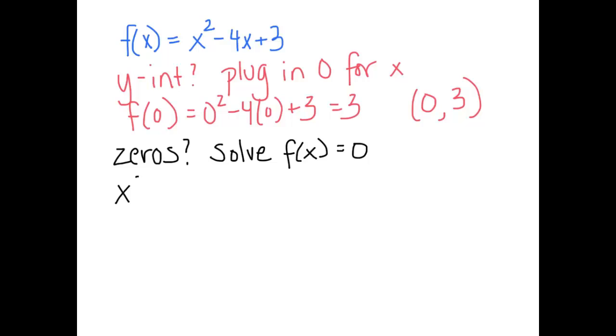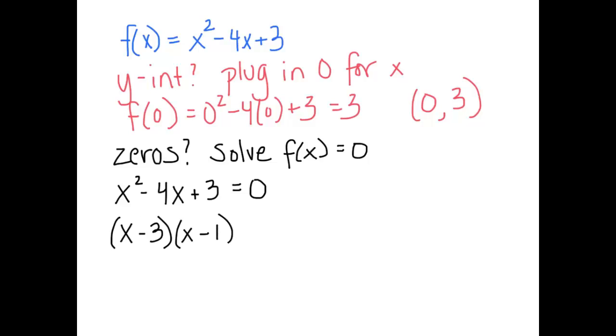All right, our function looked like this. We set it equal to 0. We have a quadratic equation. We know how to solve quadratic equations. We would have to factor. So I need two numbers that multiply to 3 and add to negative 4. And those numbers are negative 3 and negative 1.